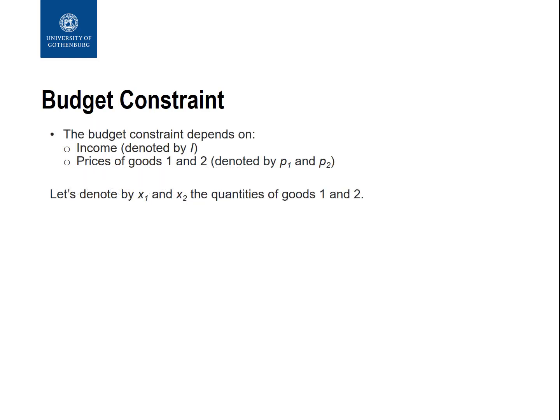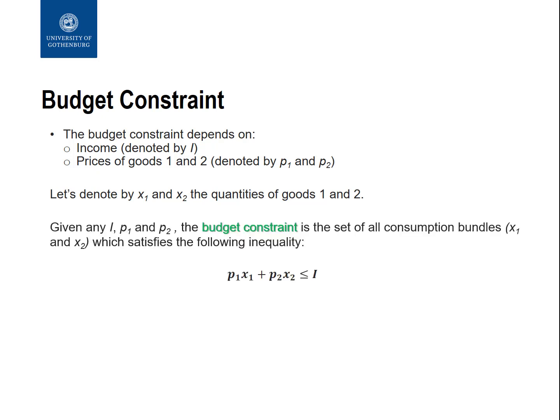As you saw, the budget constraint depends on two things: the income, that we will denote by I, and the prices of goods 1 and 2, that we denote by P1 and P2. We can now give the formal definition of the budget constraint. Given any I, P1 and P2, the budget constraint is the set of all consumption bundles, X1 and X2, which satisfies the following inequality. P1 times X1 plus P2 times X2 is smaller than I, the income. This simply means that your expenditures are smaller than your income, which is intuitive. They are weakly smaller here.